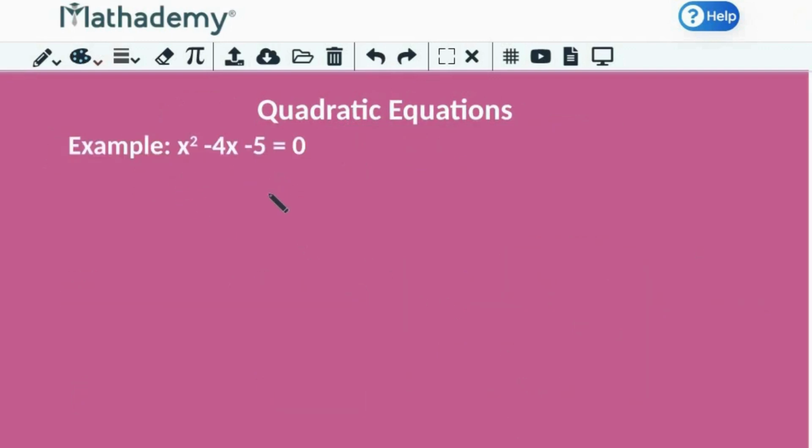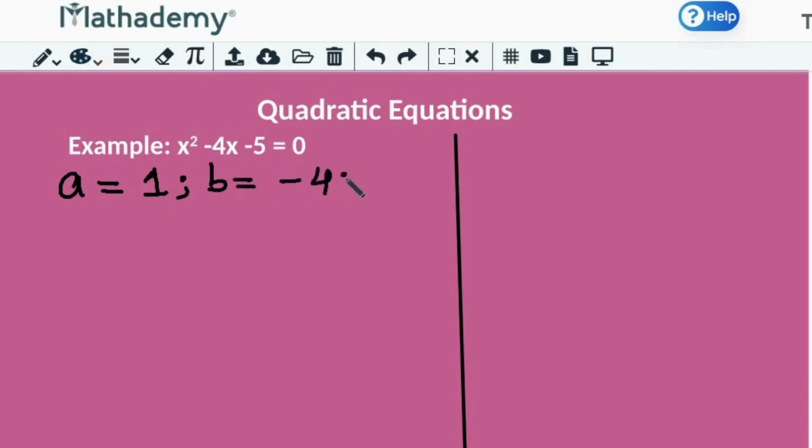So it's x square minus 4x minus 5 equals to 0. I'm directly going to make use of the formula. Let me just divide this page first. And now I'm going to compare it with the general form of the quadratic equation. So a is equal to 1, the value of b becomes minus 4, and the value of c becomes minus 5. Now let's make use of the formula.